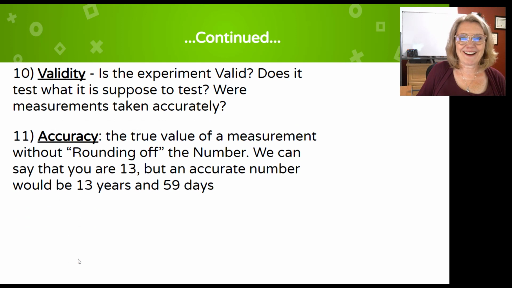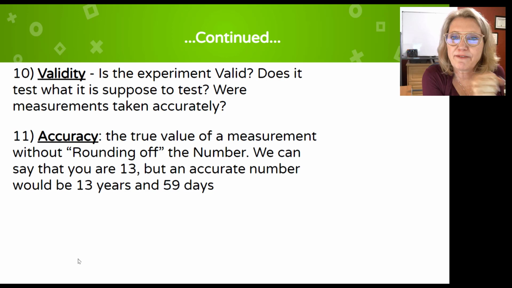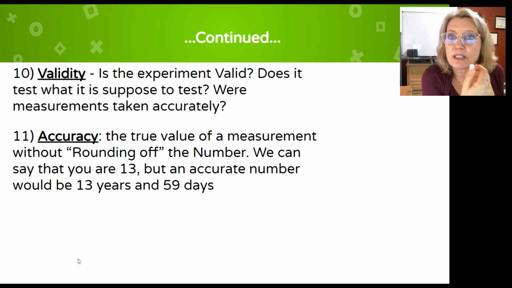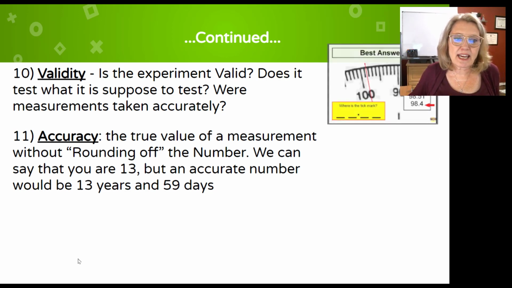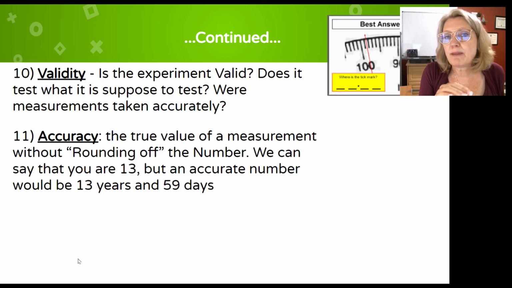Validity. All right, we want to know if the experiment that you designed is actually valid. Does it really test what you wanted it to test? Did you take measurements accurately? Which brings us down to number 11, accuracy. Accuracy is the true value of a measurement without rounding it off. We can say that you are 13 years old, but an accurate number would be more like you're 13 years and 52 days. That's accuracy.